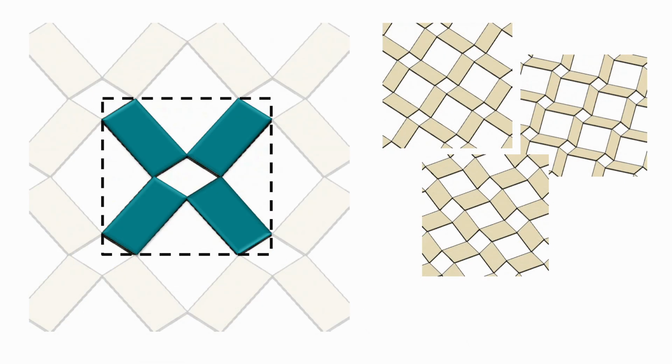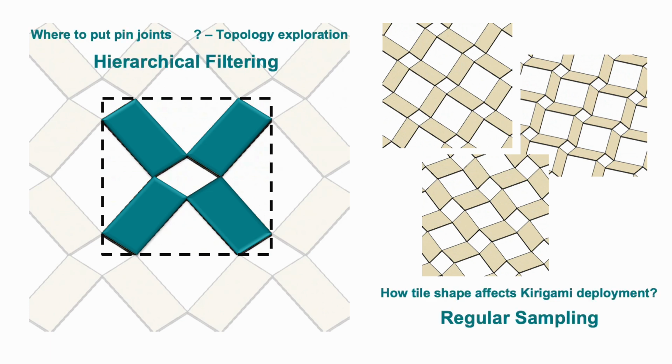To explore designs, we ask, how do pin joint placement and tile shape affect deployment behavior? We use hierarchical filtering and regular sampling as detailed in section 4 of the paper. We've organized results into an interactive explorer, which we briefly showcase at the end of the video.